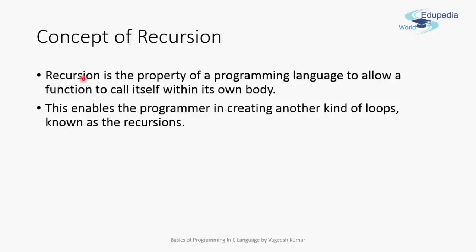So first of all, what is recursion? Recursion is a property of a programming language to allow the function to call itself within its own body. So one function can call itself inside the same function's body. That is known as recursion, and recursion is not only confined to C language, it is provided by many other programming languages also. And this enables the programmer in creating another kind of loops known as recursions.